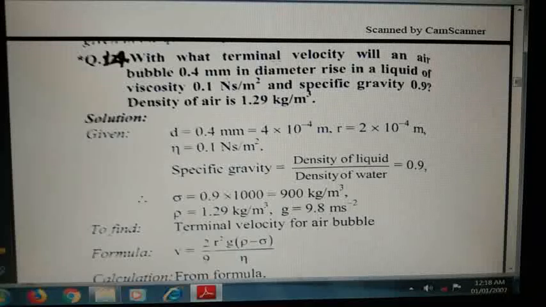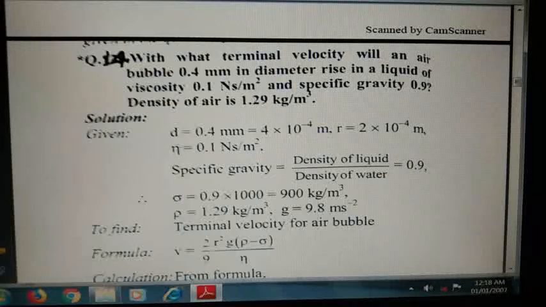With what terminal velocity will an air bubble 0.4 millimeter in diameter rise in a liquid of viscosity 0.1 Newton second per meter square and specific gravity 0.9? The density of air is given as 1.29 kilogram per meter cube. Here, what are the given quantities?